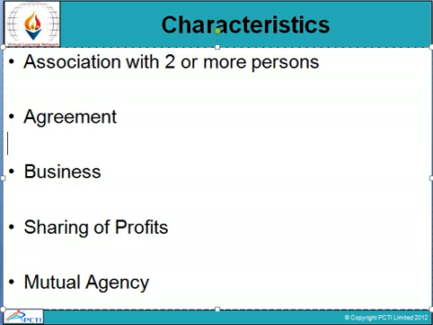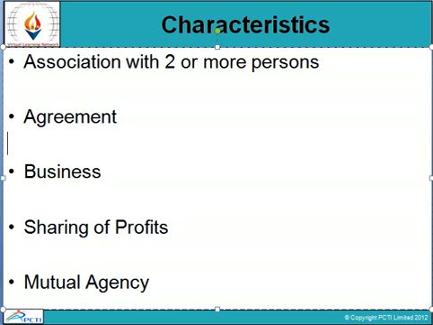Sharing of profits. Sharing the profits of business is the essence of partnership unless otherwise agreed. Sharing profit of a business implies sharing of its losses as well. Mutual agency is the last characteristic of partnership.